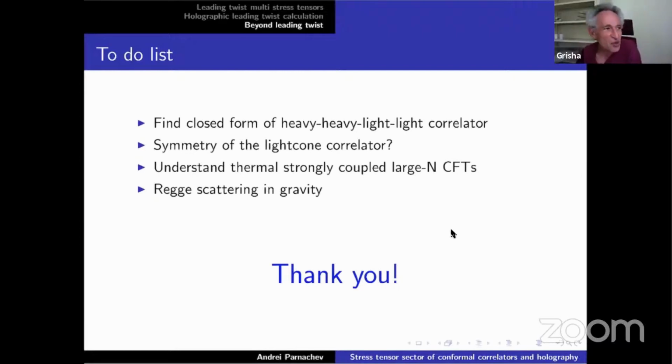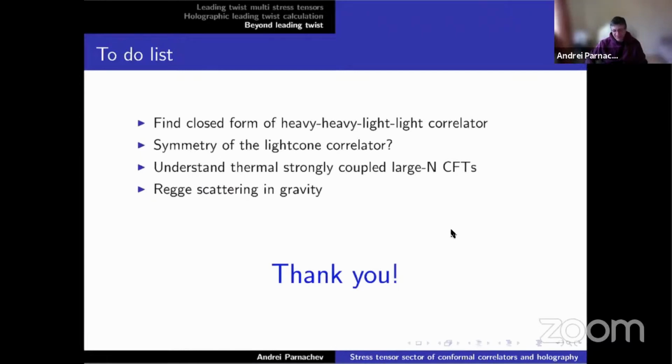I have 2 questions. At some moment in the middle of the talk, you have shown the heavy-light correlator. And if I'm not mistaken, your expression had some poles for dimension of the light operator being 2. Could you comment on this? Yeah, very good question.